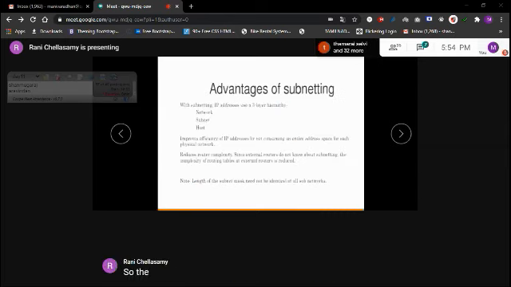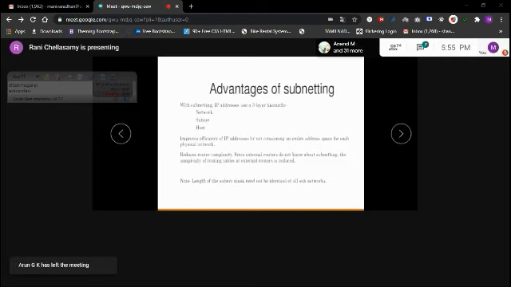This improves the efficiency of the IP address, by not consuming the entire address space for each physical network. Also, the main advantage of using the subnetting concept is that it reduces the complexity of routing. The external routers do not know about subnetting, so the complexity of the routing table in external routers is reduced.